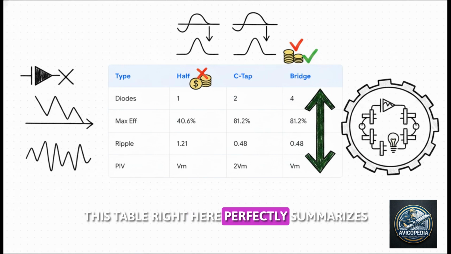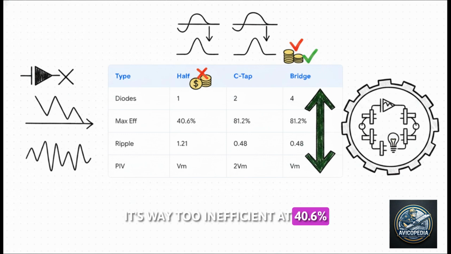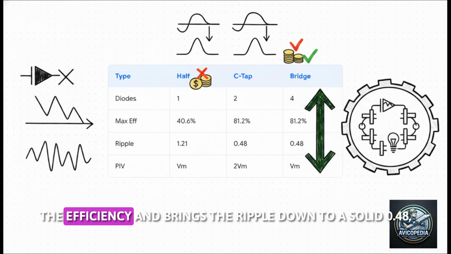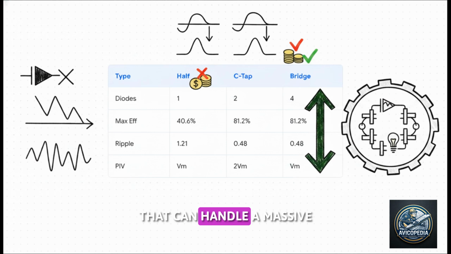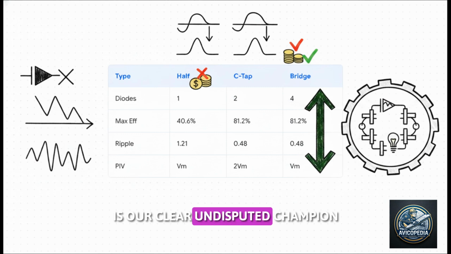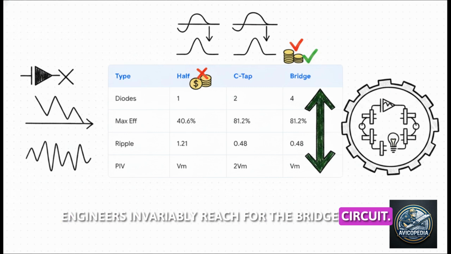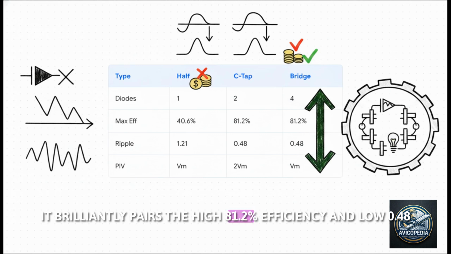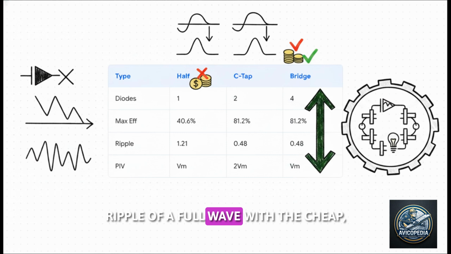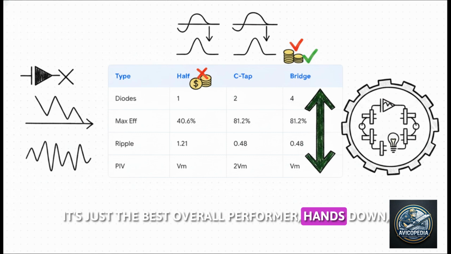This table right here perfectly summarizes our whole journey today. The half wave is out, it's way too inefficient at 40.6% and has a terrible ripple factor of 1.21. The center tap fixes the efficiency and brings the ripple down to a solid 0.48, but it forces us to use expensive diodes that can handle a massive 2 VM peak inverse voltage. Therefore, the bridge rectifier is our clear, undisputed champion. When costs and performance are on the line, engineers invariably reach for the bridge circuit. It brilliantly pairs the high 81.2% efficiency and low 0.48 ripple of a full wave with the cheap, low voltage requirements of a half wave. It's just the best overall performer, hands down.